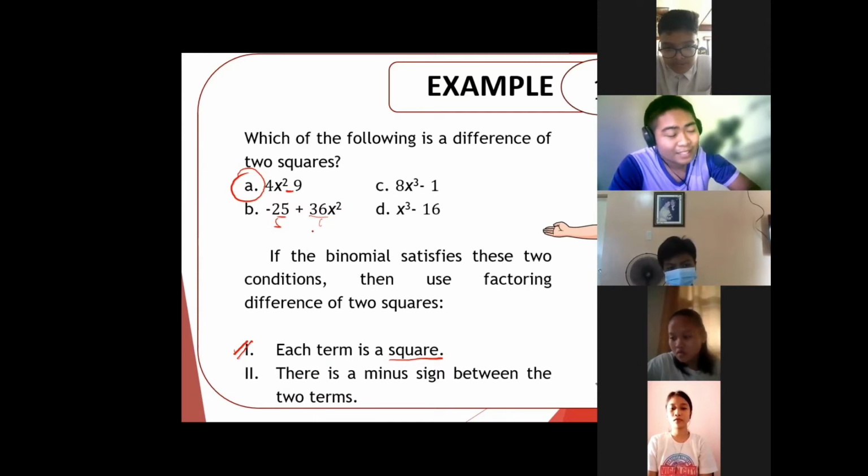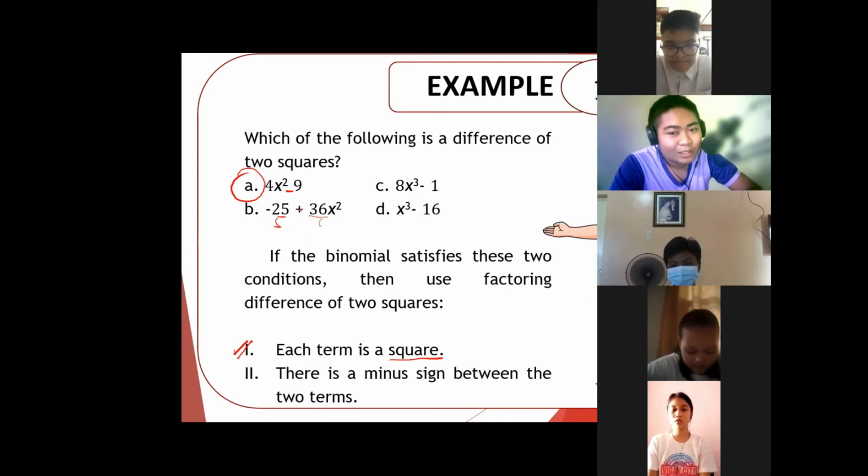Meron bang negative sign or minus sign dyan? No, sir. Nabil, can you see a minus sign or a negative sign? No, sir. No minus sign. Okay, there's no.